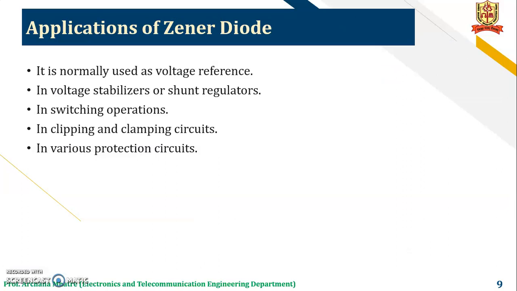Application of Zener diode. It is normally used as a voltage reference in voltage stabilizer or shunt regulators, in switching operations, in clipping and clamping circuit, in various protection circuit.